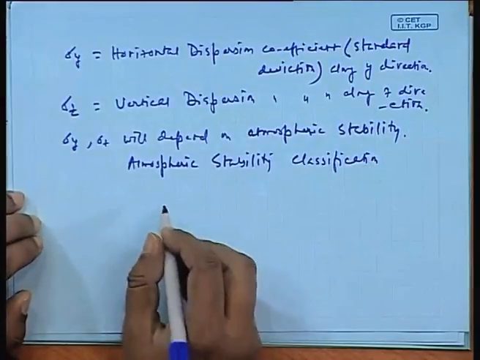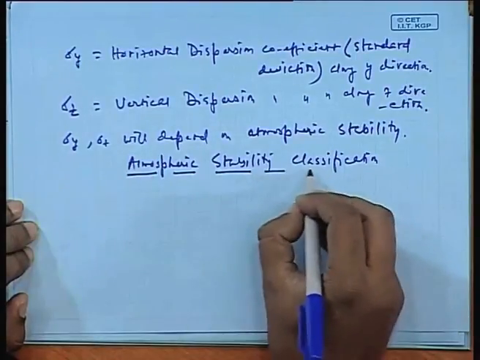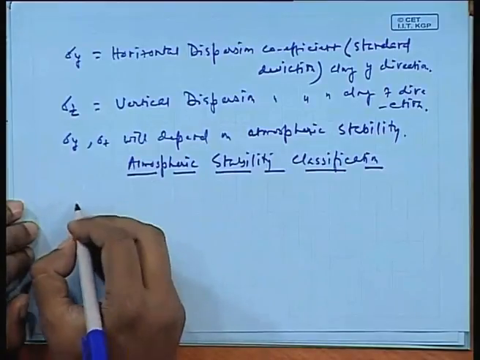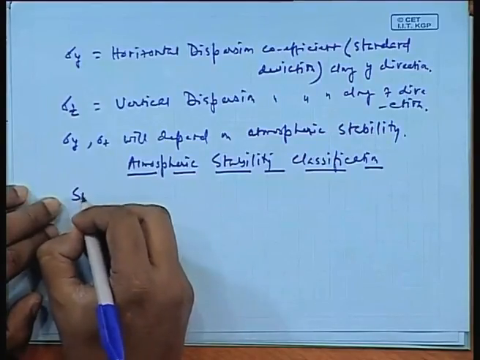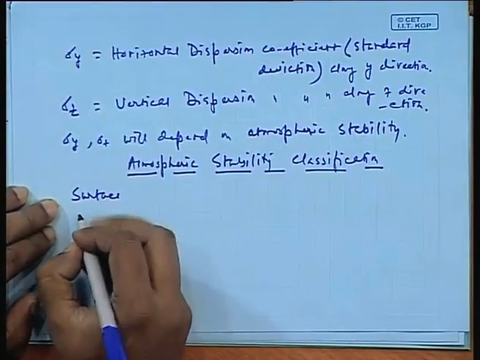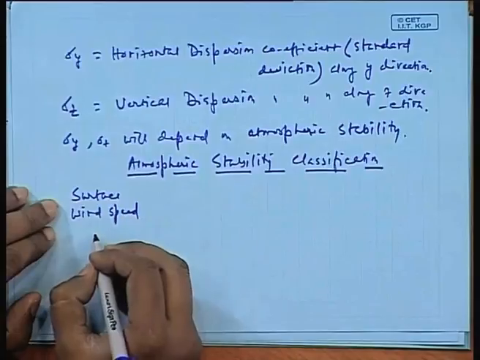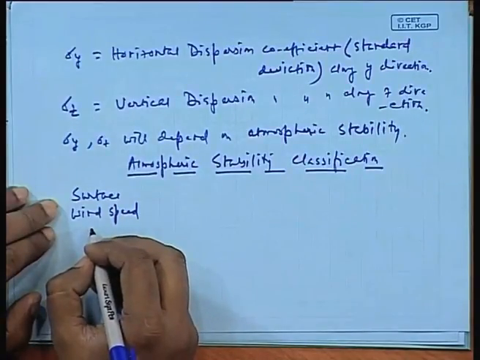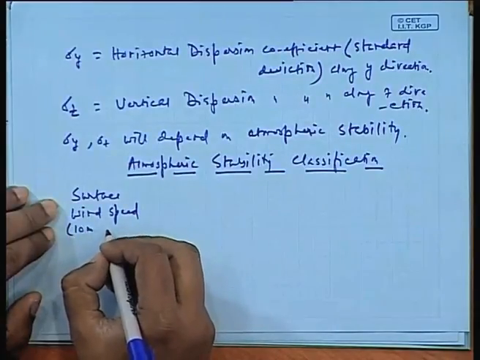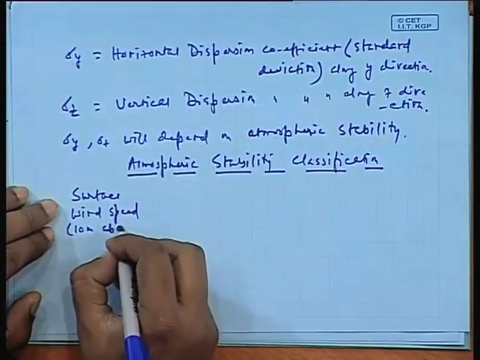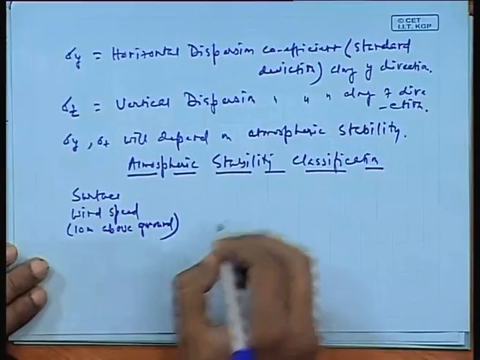You will find in most of the standard textbooks of air pollution this atmospheric stability classification given, and let me tell you about the features of this. Surface wind speed, this is surface wind speed, 10 meter above ground. This is 10 meter above ground.